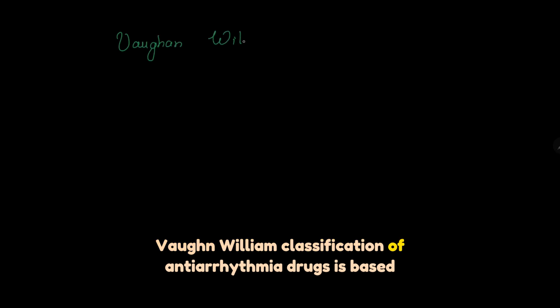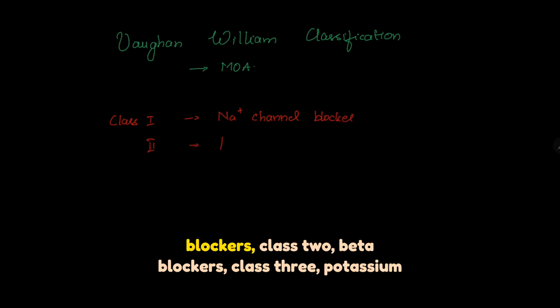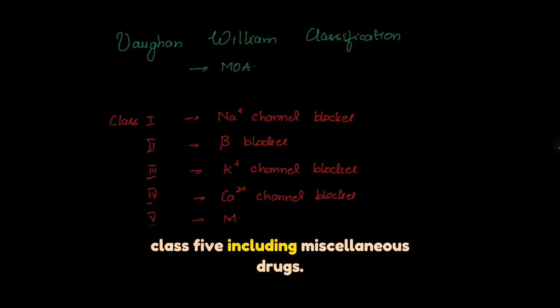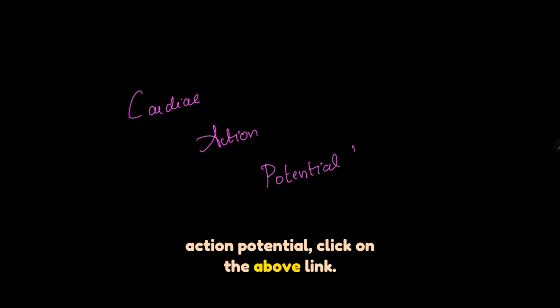The Vaughan-Williams classification of antiarrhythmic drugs is based on their mechanism of action. They are classified into Class 1, sodium channel blockers, Class 2, beta blockers, Class 3, potassium channel blockers, Class 4, calcium channel blockers, and Class 5 including miscellaneous drugs. Before jumping into the mechanism of action, if you haven't checked out my video on cardiac action potential, click on the above link. It helps you to understand this much easier.